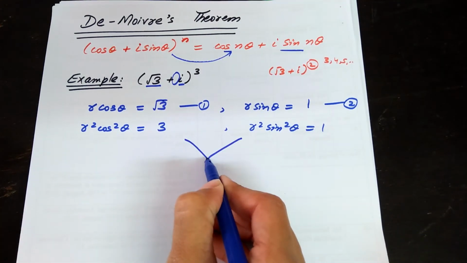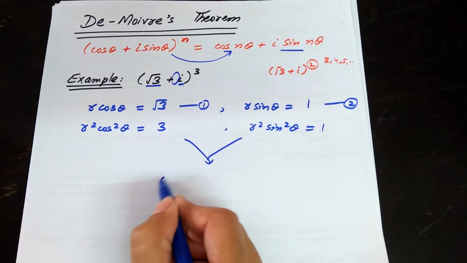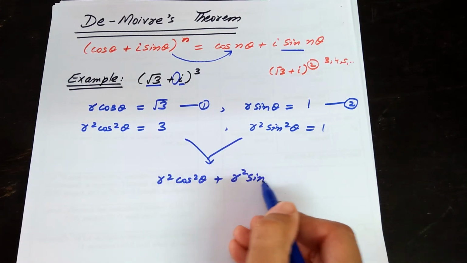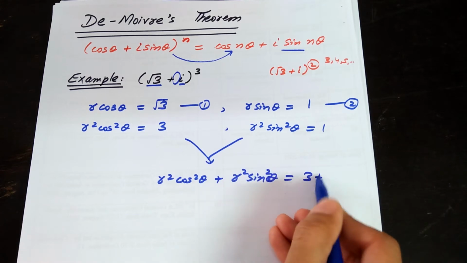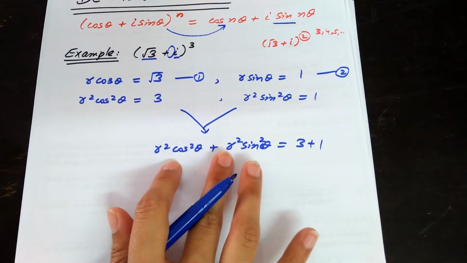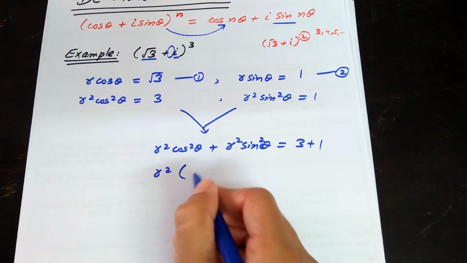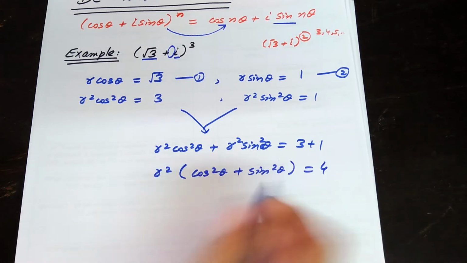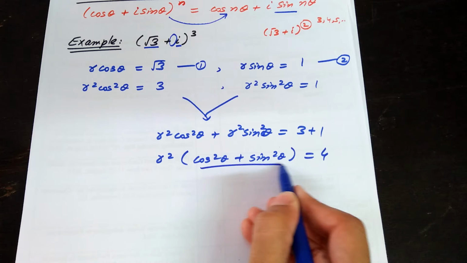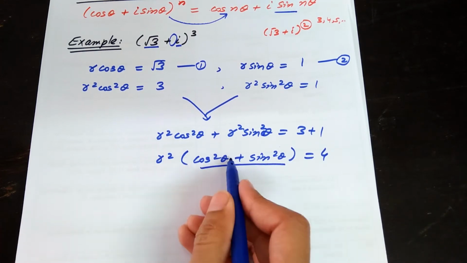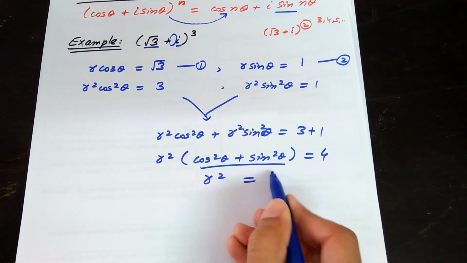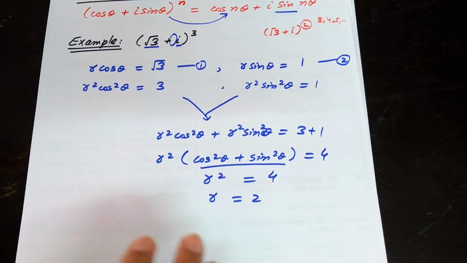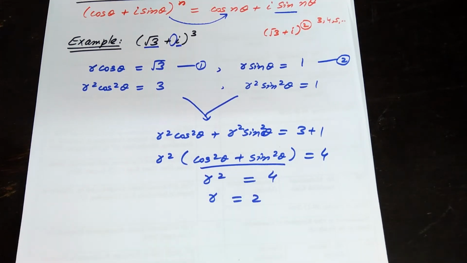So after adding, I will get r square cos square theta plus r square sine square theta equals 3 plus 1. Now I can take r square as common. So I will get r square times cos square theta plus sine square theta equals 4. Now you know that this is an identity and equals 1. So r square times 1 gives r square. Taking square root on both sides will give me the value for r, that is equal to 2.